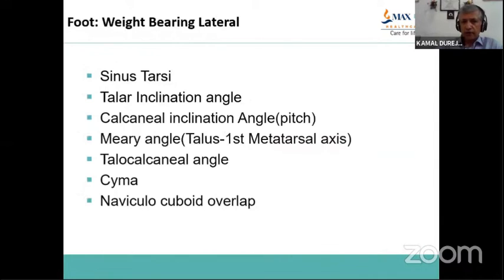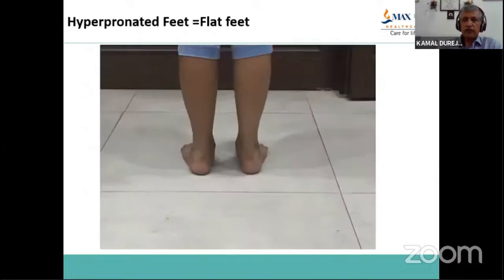And then there are other parameters like calcaneal inclination or the pitch, the Meary angle, so-called an axis between the talus and the first metatarsal, talocalcaneal angle, cyma, navicular cuboid overlap. These all parameters you have to understand. I mean, because of paucity of time, I can't go into details of each and everything, but they are important tools in assessment of various deformities of the feet.